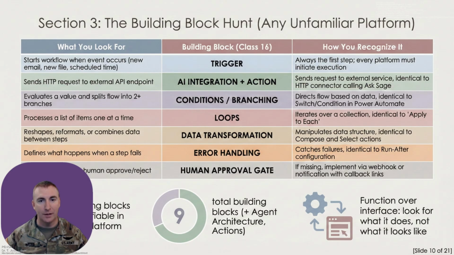Look for the component that starts workflows. That is the trigger. Look for the one that sends HTTP requests. That is your AI integration. Look for branching, loops, data transformation, error handling, and the human approval gate. 7 building blocks, identifiable by function, not interface. If the platform lacks a human approval gate, build it with a webhook callback. That gap is the first thing you look for. So how do you test that recognition skill?